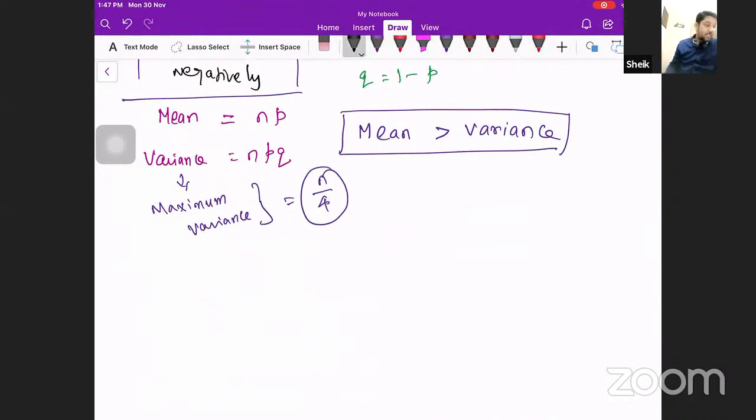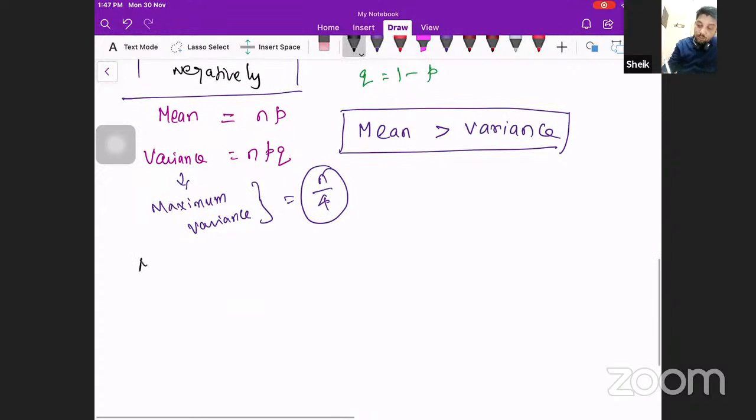So mean is greater than variance. Now, mode calculation from binomial distribution. How to calculate mode from binomial distribution? See, mode is nothing but (n plus 1) into p. What exactly is the mode, my dear? (n plus 1) into p.